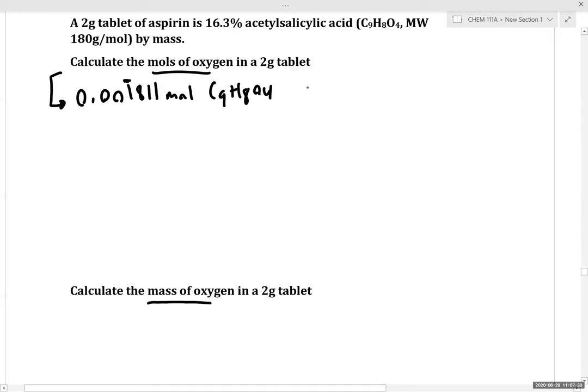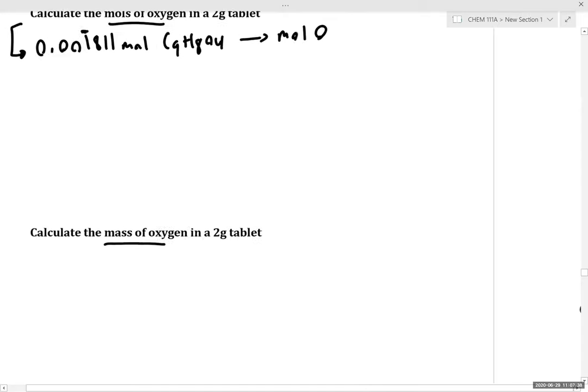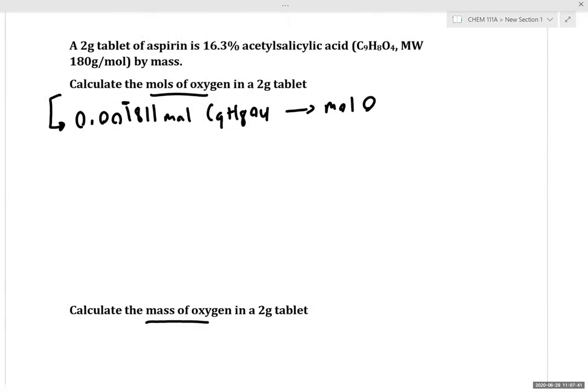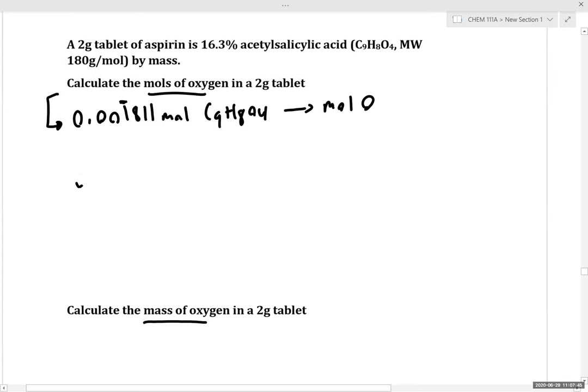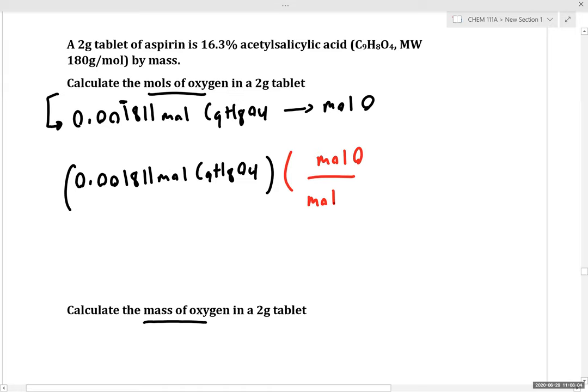If we want to go from the moles of acetyl salicylic acid to the moles of oxygen, we are going to have to take a look at our chemical formula and our formula ratio. So if we have 0.001811 moles of acetyl salicylic acid, my question to all of you is, looking at our chemical formula, how many moles of oxygen do we have per mole of acetyl salicylic acid? How many oxygen atoms are in our formula?